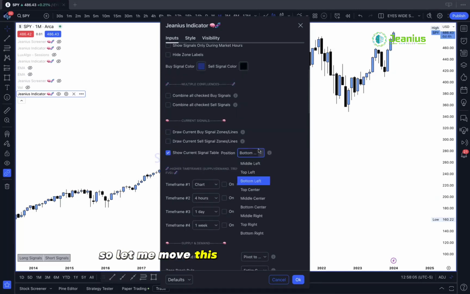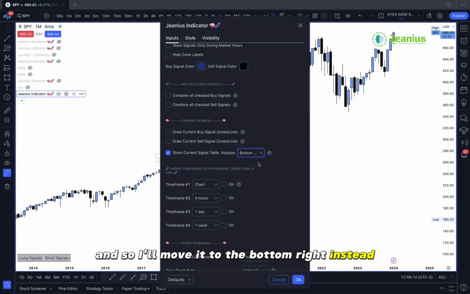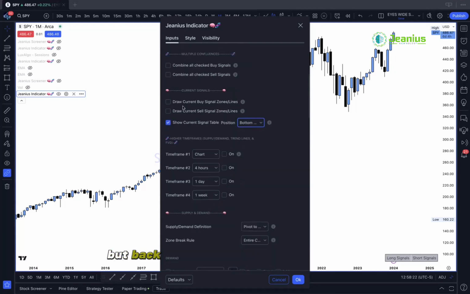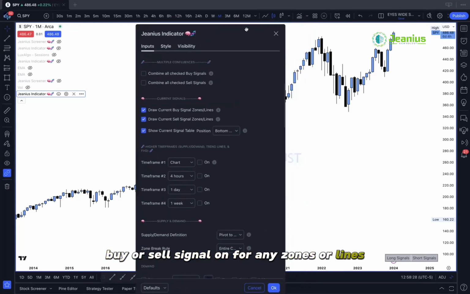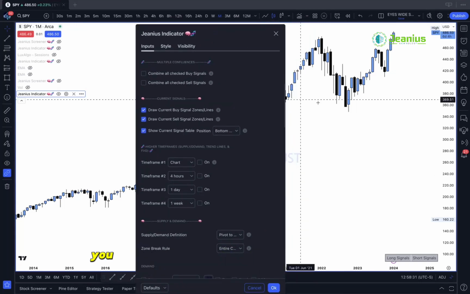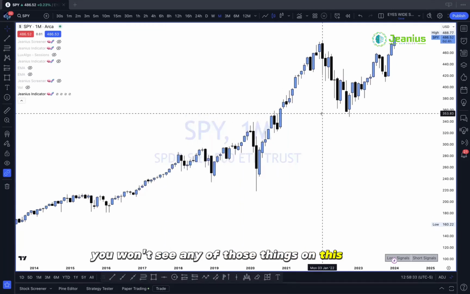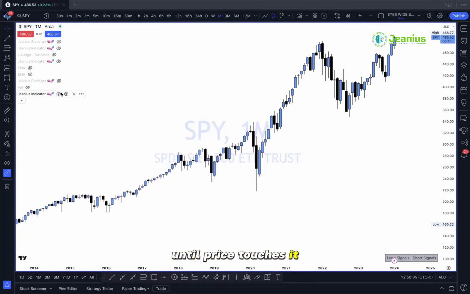So let me move this, because I don't like that it keeps bumping into this TradingView sign down here. And so I'll move it to the bottom right instead. That shouldn't take forever. So back to drawing these current signals. If you turn this draw current buy or sell signal on for any zones or lines, that means that you won't see any of those things on this chart until price touches it.